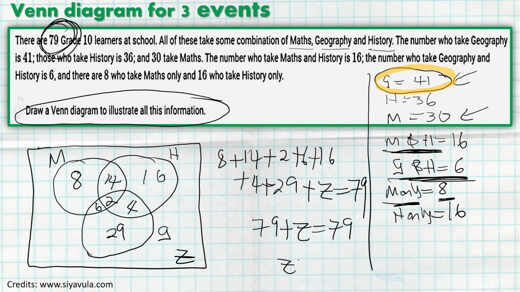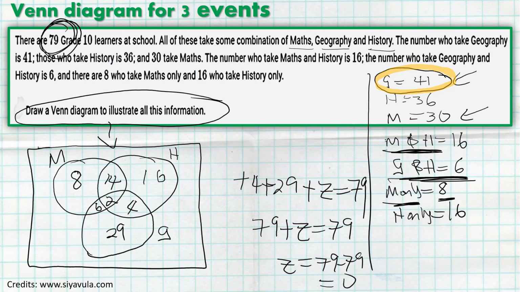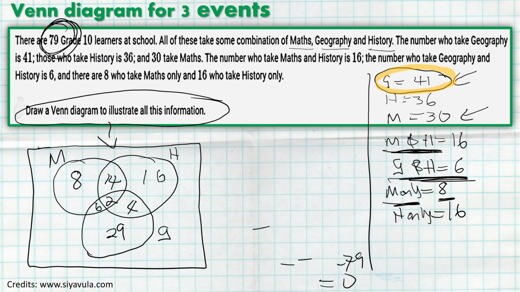Meaning that there is nothing outside, because z will be 79 minus 79, which is 0, meaning that we have nothing on the outside. So that is how you actually sketch a Venn diagram. I know that it has been quite a long one, but it is quite easy to do this.